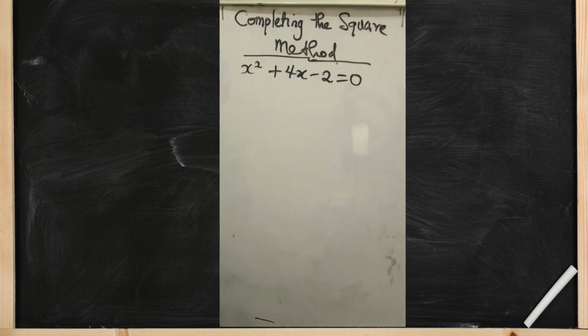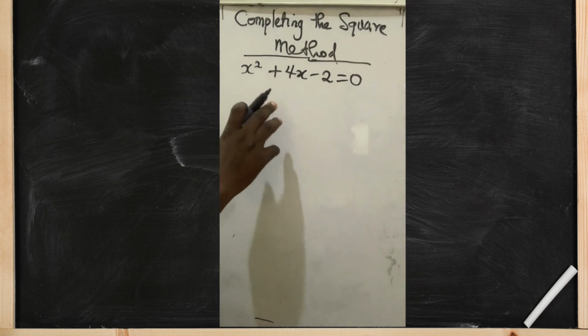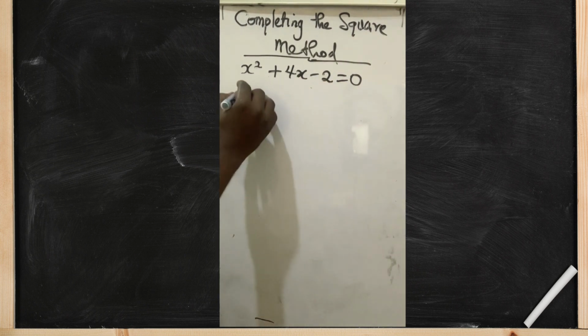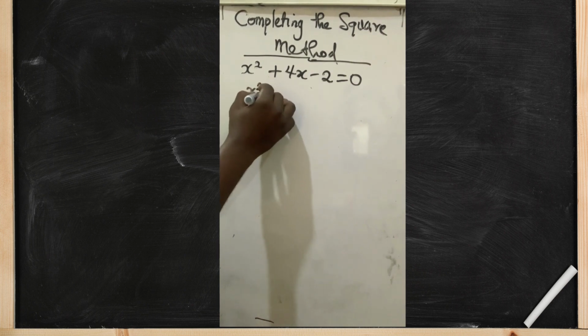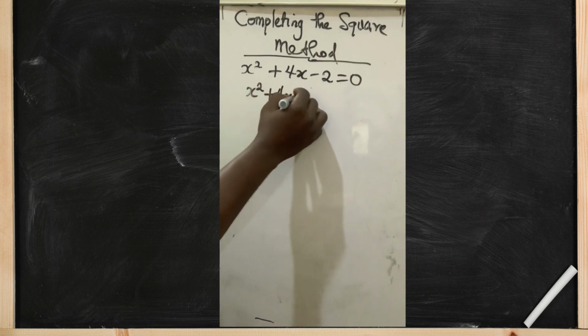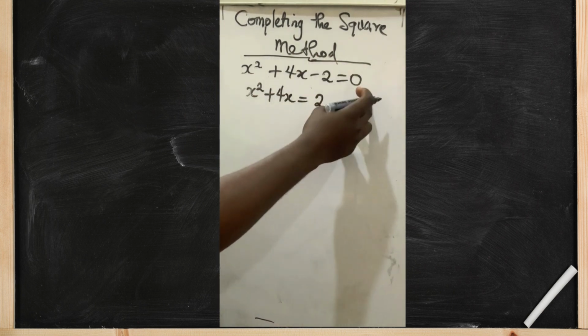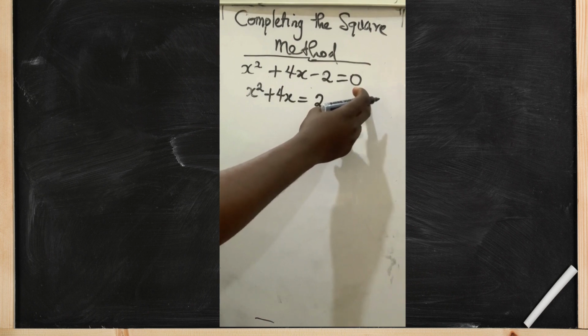Now, when you talk about completing the square, the next step after dividing through with the coefficient of x squared is to take the constants to the right hand side. So we can write this as x squared plus 4x equals 2, because 0 plus 2, this negative sign will become positive when it comes to the right hand side.